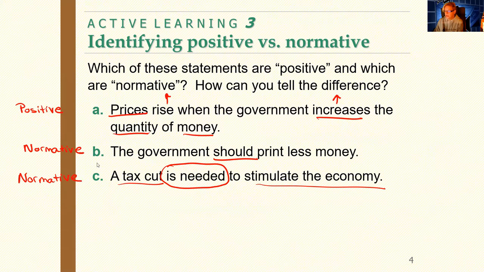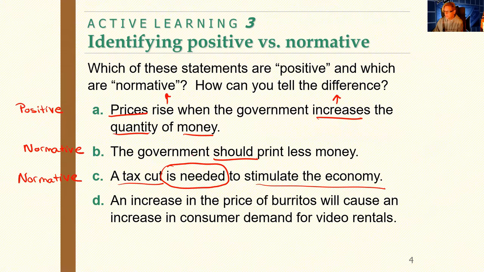D. An increase in the price of burritos will cause an increase in consumer demand for video rentals. Now that seems like a dumb statement, but let's see if we can measure it. Increase, yep. Price of burritos, yep. Cause an increase, yes. In consumer demand for video rentals, yes. Measurable, measurable, measurable, measurable. D is untrue, perhaps, given the data set. It actually might be true. We could probably see some correlation, but not causation. But it doesn't have to be true. It just has to be measurable. So there we go. D is positive.